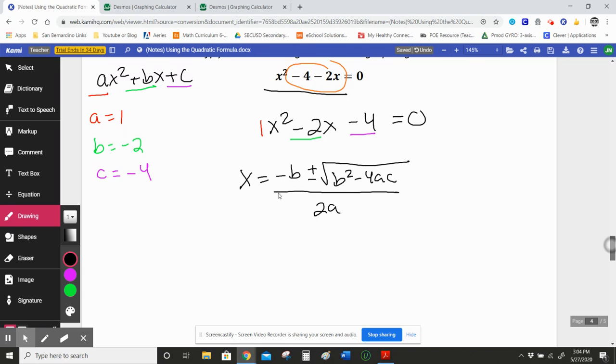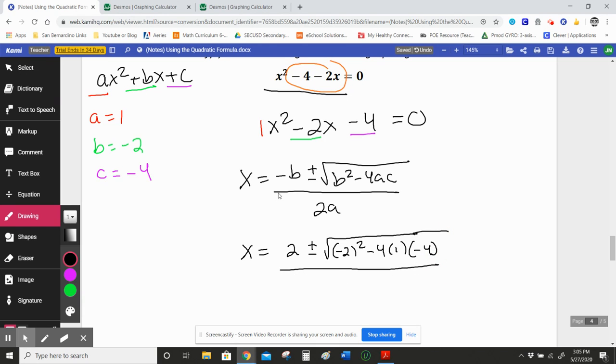So let's do it. Okay, so opposite b, that would be the opposite of negative 2. So x equals the opposite of negative 2, which will be positive 2. And then plus or minus the square root of b squared, this will be negative 2 squared, minus 4 times a, which is 1, times c, which is negative 4. And then once you're done, you put it all over 2 times a, which is 2 times 1.